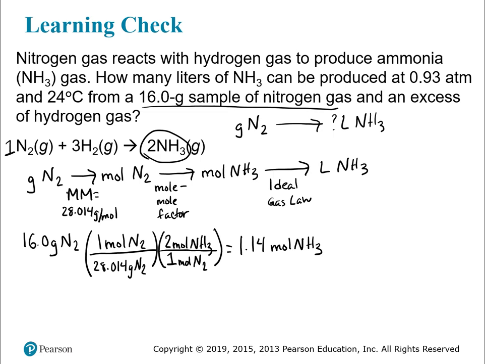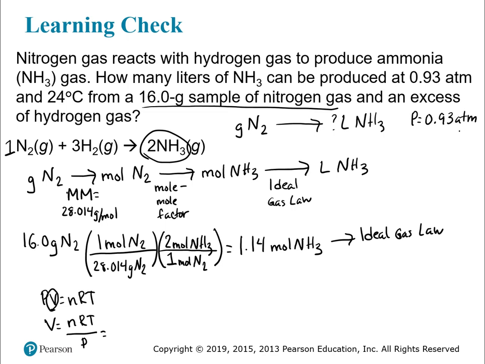So we stopped short of what we were doing with those mass-to-mass problems in Chapter 7. We've got moles, which means we can now go to ideal gas law. We need a volume here because it asks how many liters. So we're going to divide both sides by P. And we'll put in all those values from the problem. And I'll just lay them out here. Our temperature is in Celsius, and we need to convert that. The volume, we don't know. And N, we just calculated.